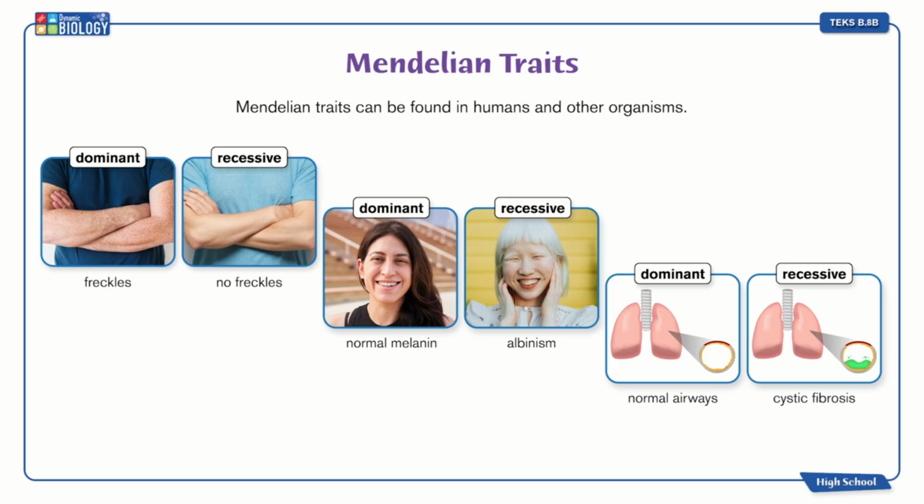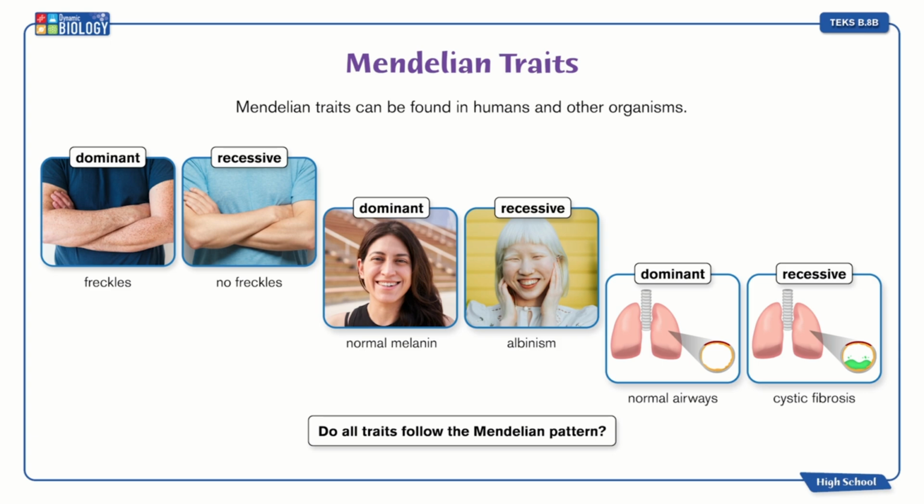But what about a trait such as eye color or blood type? Do all traits follow the Mendelian pattern? No. There are many other patterns of inheritance found in nature. These are often referred to as non-Mendelian inheritance patterns.